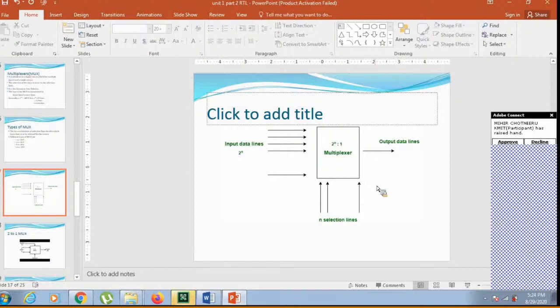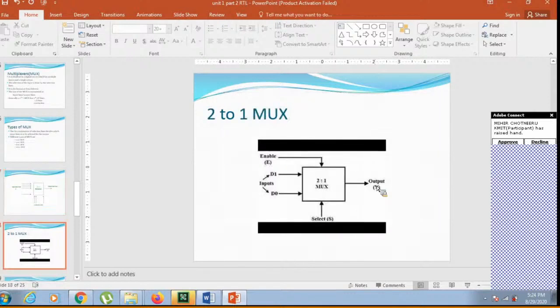Now we'll see the basic multiplexer, the 2 by 1 multiplexer. Go to the next slide. In this 2 by 1 multiplexer, obviously we'll have 2 input lines, which I have named D1 and D0. Whenever the input lines are 2, how many selection lines will there be? 2 input lines means 2 power 1. Whatever the power value is, that many selection lines you will have.